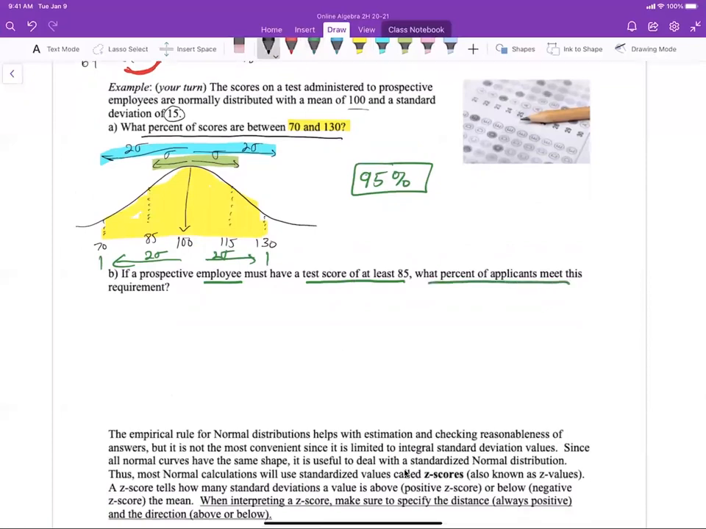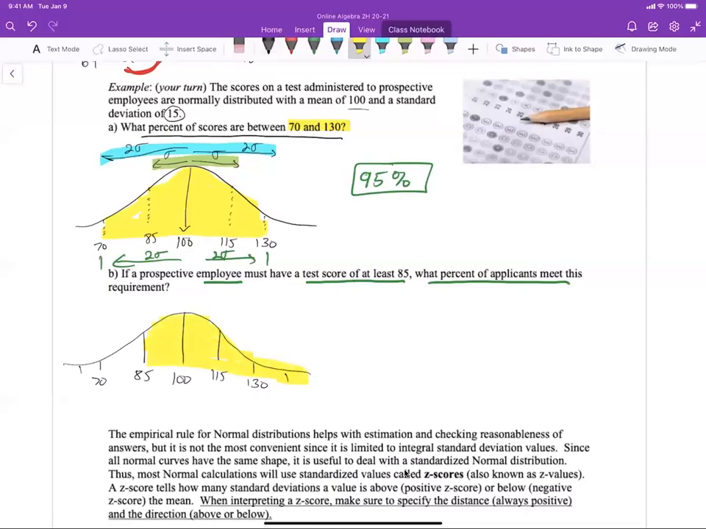If a prospective employee must have a test score of at least 85, what percent of applicants meet this requirement? Well, once again, we know that the distribution is normal. Probably didn't draw that quite good enough. So let's draw a normal distribution. We know the mean score is 100. We know the standard deviation is 15. So we can fill these in. This is 85. This is 70. And those were 2 sigma. I can go 3 sigma if I need to, but they want at least 85. So we're going to take everything to the right of 85.